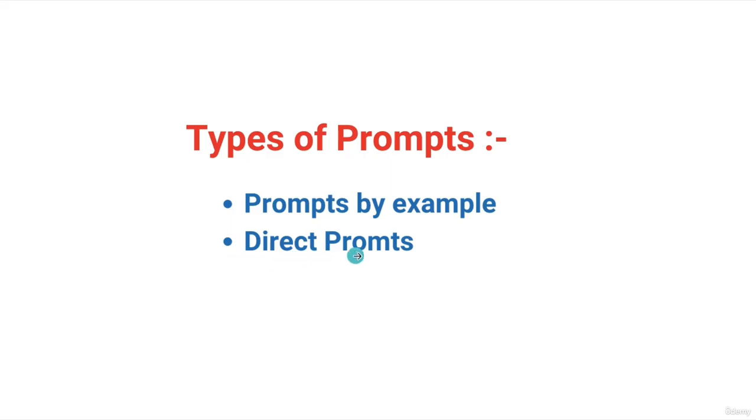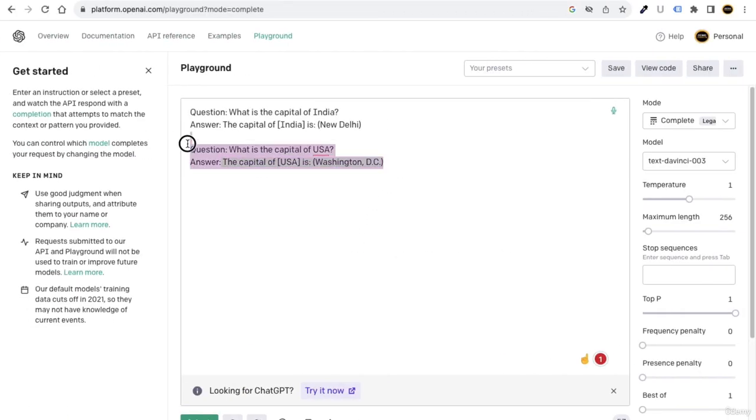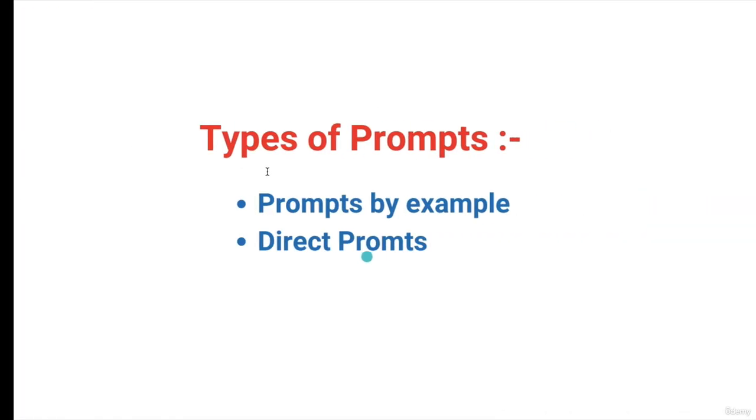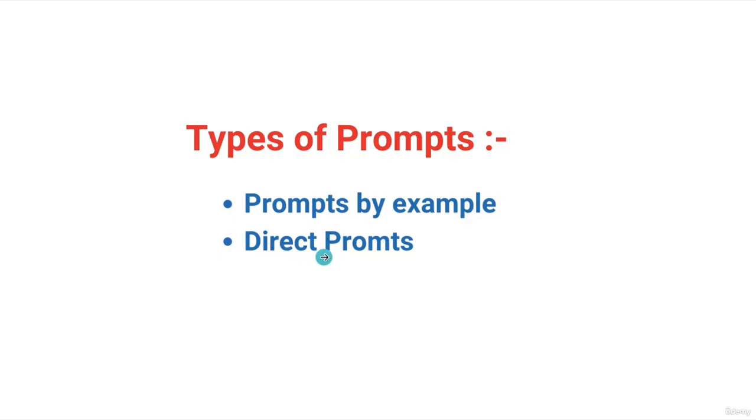Now what is direct prompts? Basically, direct prompt is that you just go directly and ask, what is the capital of India? Or let's say, what is the capital of USA. Just ask a direct question and then it is going to respond to you. So this is the second type, which is direct prompt. So hope you guys have understood the two types of prompts we have, that is prompt by examples and direct prompts.